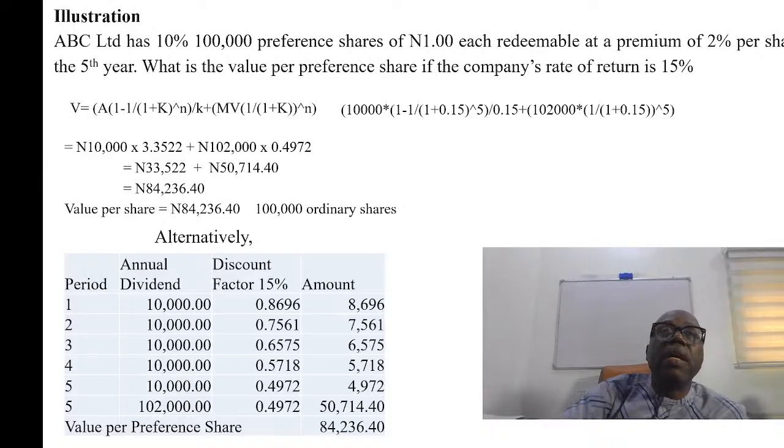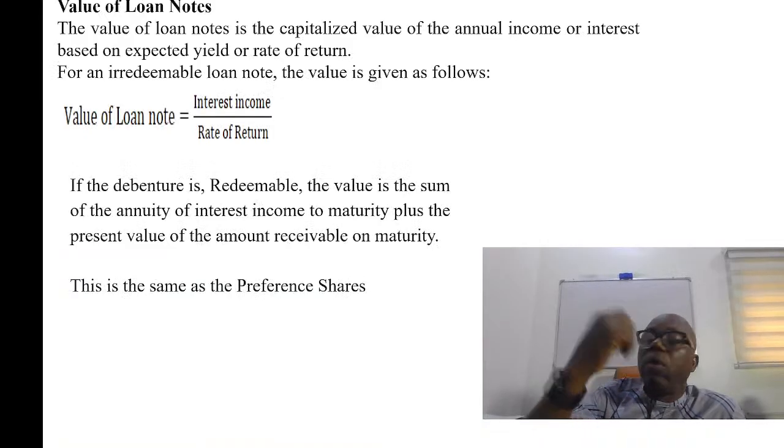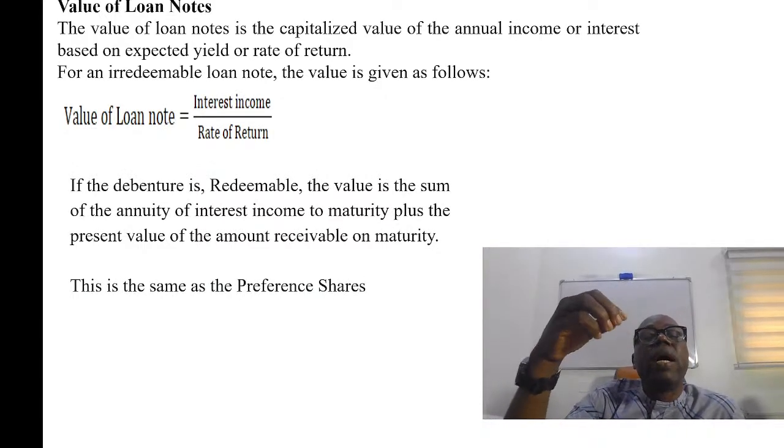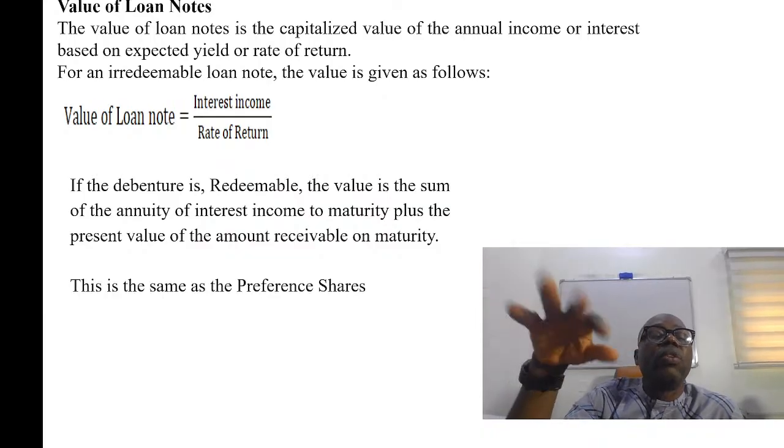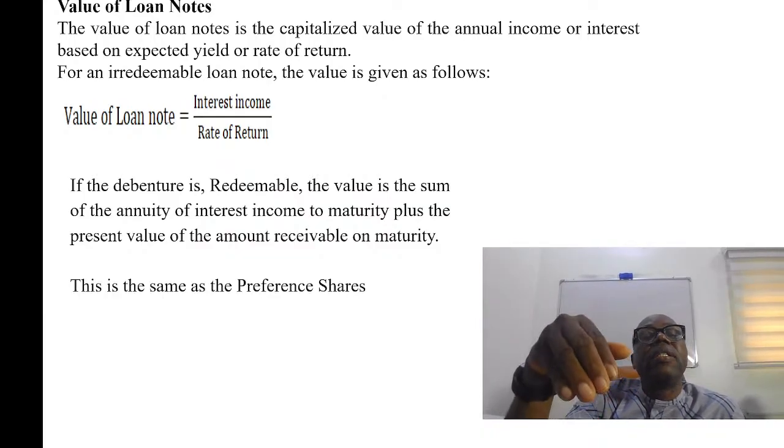And we said it is the same with that of loan notes because the two are compensated with fixed returns. Even though the preference shares return is called dividend, it is still fixed, while the loan note return is called interest and is fixed. So both the redeemable and irredeemable are calculated in the way they are calculated respectively. So if we know this, we can also know the other one. In the next class, I'm going to solve some few questions for you on this to sync it.